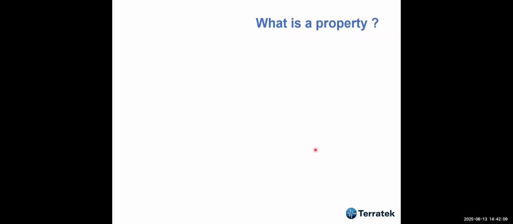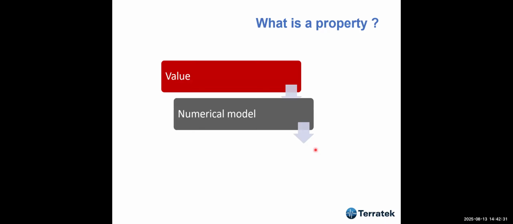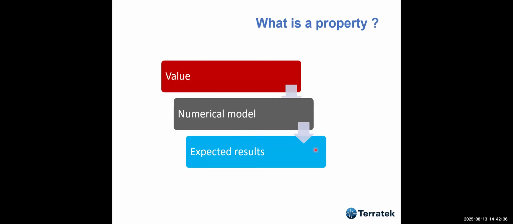Now I have to ask you, what is a property? This is a definition I heard many years ago, 30 years ago, from Fred Kulhawy, in a seminar I attended, given by him. A property is a value that you use in a specific numerical model, and then it gives you expected results. So what I learned from him many years ago is that there's no value of a property without the numerical model. You have to combine the two.